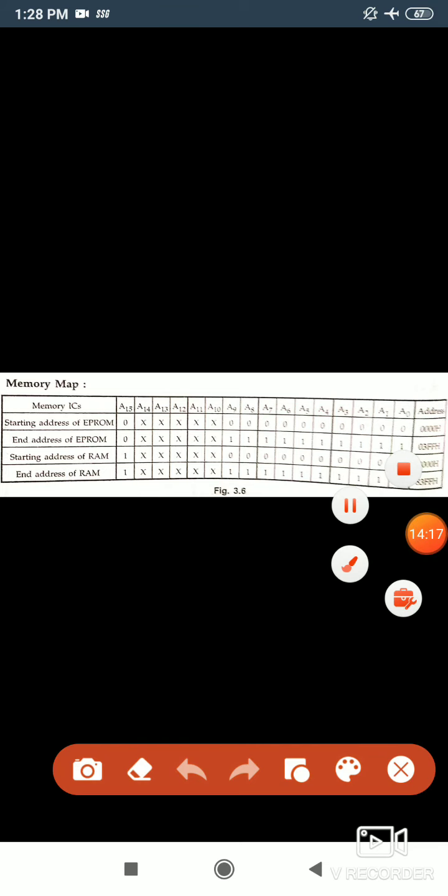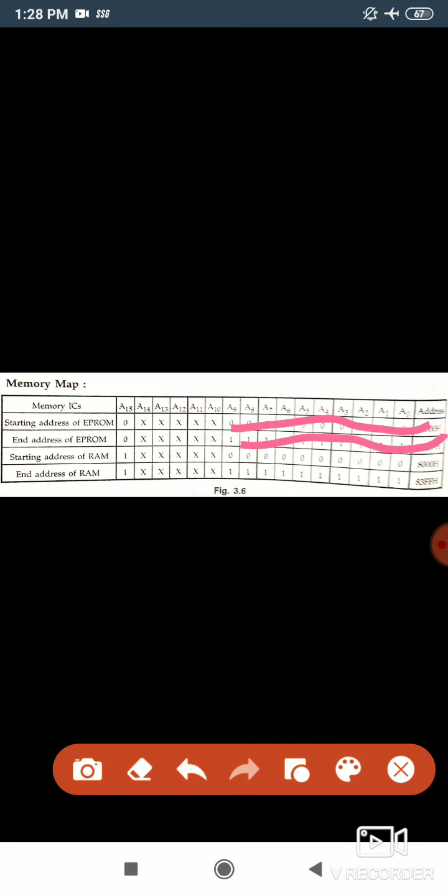Now for this example, for A0 to A9, it has been decided that the starting address would be zeros and the last address would be ones. So the same holds for RAM also. Now what about A10 to A15? First see for the ROM. Now we have selected A15 only, so we will write 0 for that status.